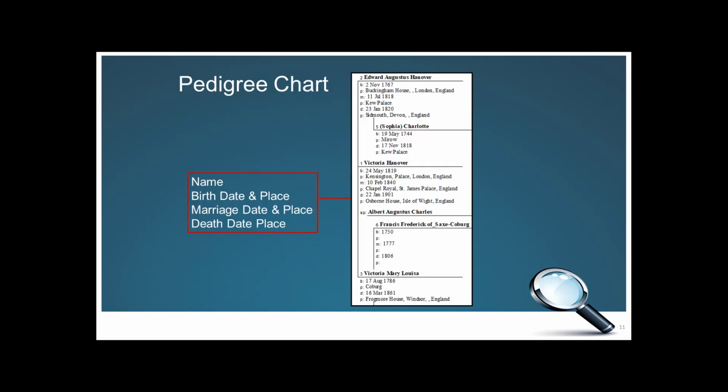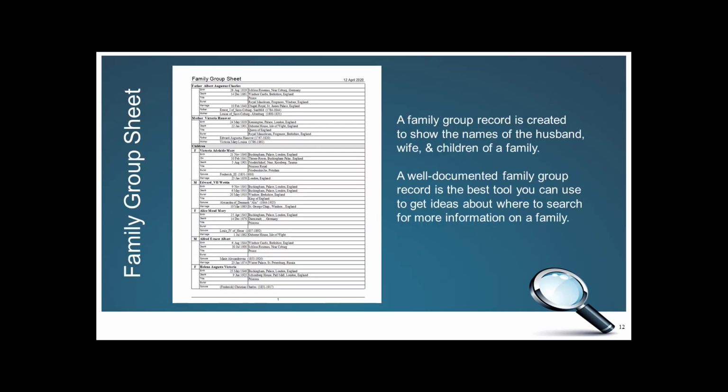What are you recording on a pedigree chart? You're going to record the name, birth date and place, marriage date and place, death date and place. A family group record is created to show the names of the husband, wife, and children of a family. A well-documented family group record is the best tool you can use to get ideas about where to search for more information on a family. The family group record also shows many other events in the lives of each family member.